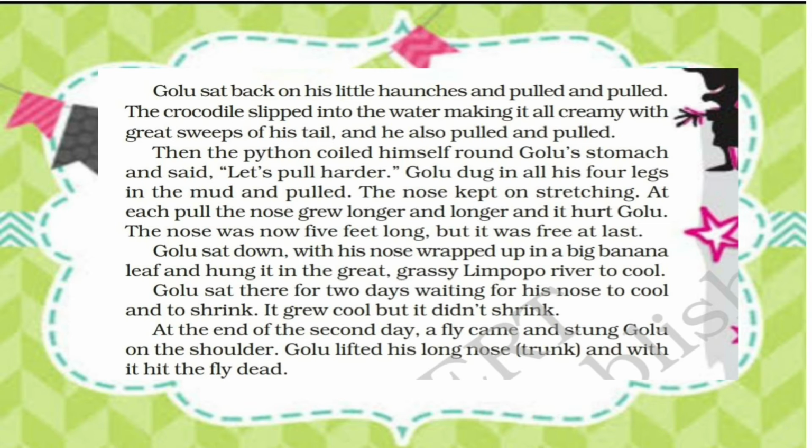Okay, children, in this stanza Golu was trying very hard to take his nose out of the crocodile's face, but he was quite unable. Then the python saw this struggle, uncoiled himself and coiled around Golu's stomach, and he too said, let's pull together as hard as possible.